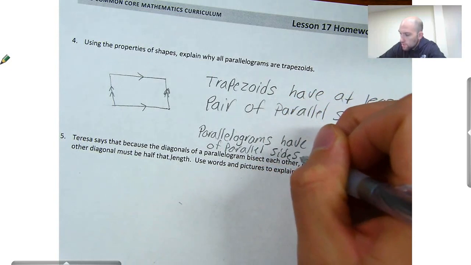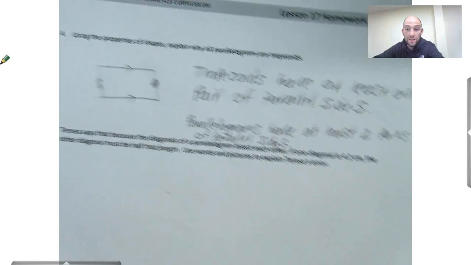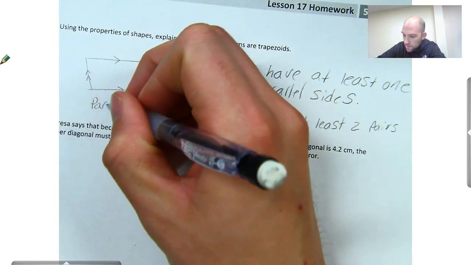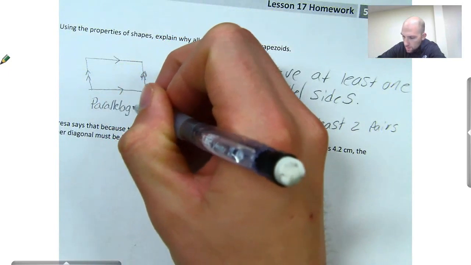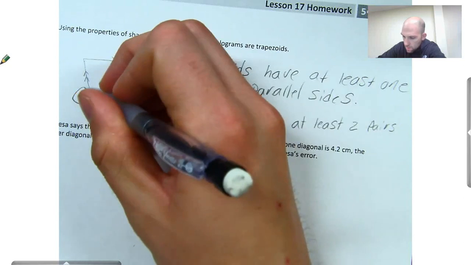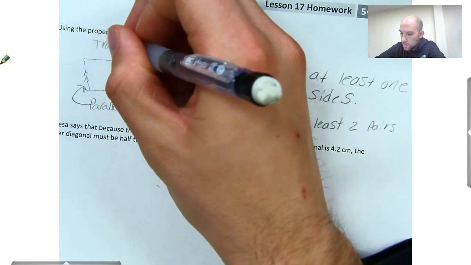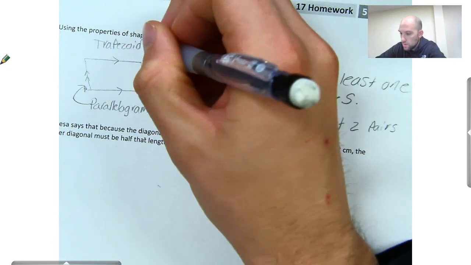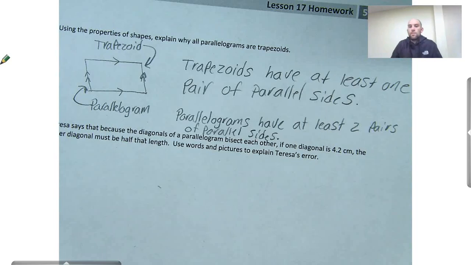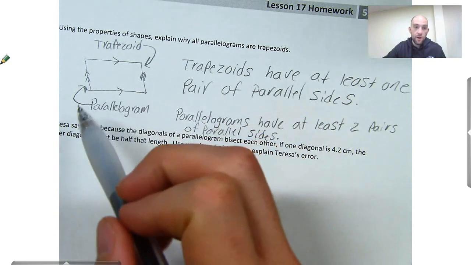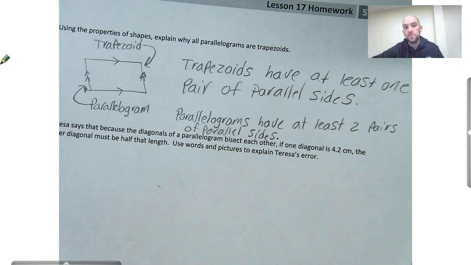So if something has 2 pairs of parallel sides, it also has to have at least 1 pair of parallel sides. So this is a parallelogram, but it's also a trapezoid, because it has 1 pair of parallel sides to make it a trapezoid, but it also has a second pair of parallel sides that makes it a parallelogram. So because it has both, it can be both a trapezoid and a parallelogram simultaneously.